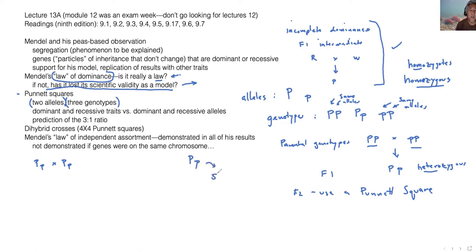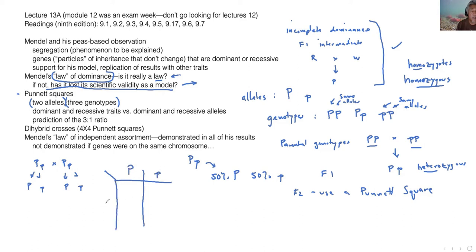Well, it's going to have 50% gametes with big P and 50% gametes with little p. And that's going to be the same for both parents, 50-50, big P, little p. So when you set up the Punnett square, these are the two kinds of gametes that are produced by one parent, a big P and a little p, and these are the two kinds of gametes produced by the other parent, big P and little p.